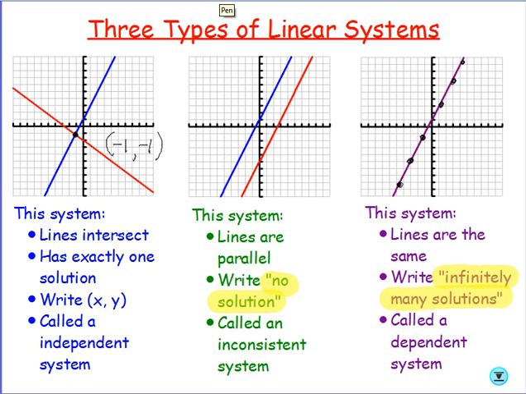So today, every problem you see will be one of these 3, and you will either give me an x and a y pair like this, or you will tell me no solution, or you will tell me infinitely many solutions. So that being said, we're going to jump right into the examples.